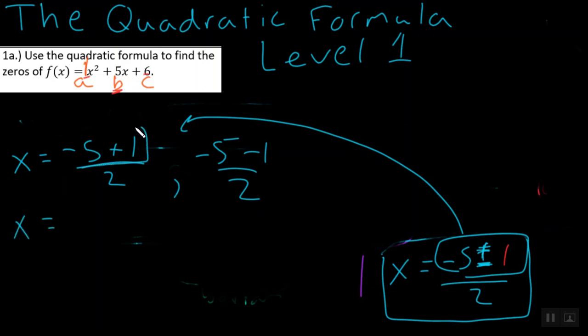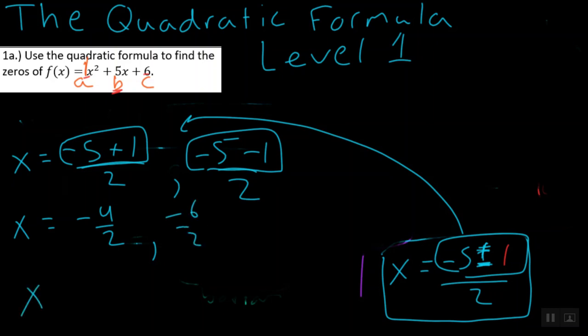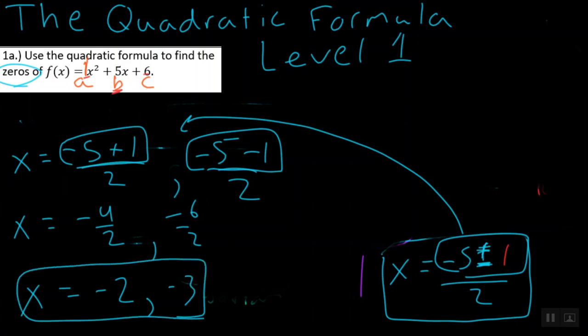So on the top, negative 5 plus 1 is negative 4 over 2. And negative 5 minus 1 is negative 6 over 2. And it seems like my zeros, or my solutions, are going to be negative 4 divided by 2 is negative 2, comma, and negative 6 divided by 2 is negative 3. Okay, so those are the zeros. Let's label that: the zeros, or the solutions that we were looking for.